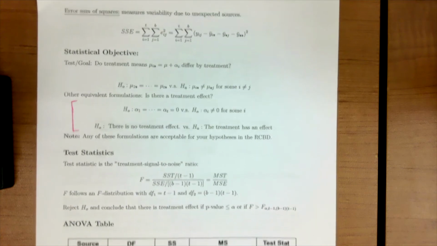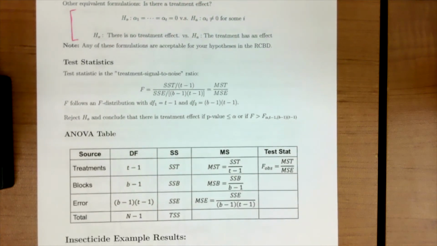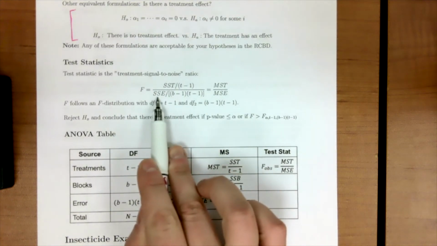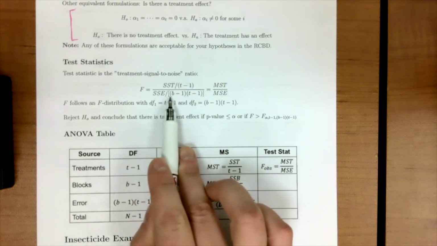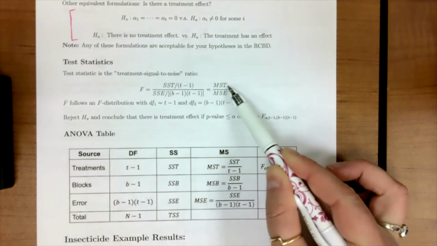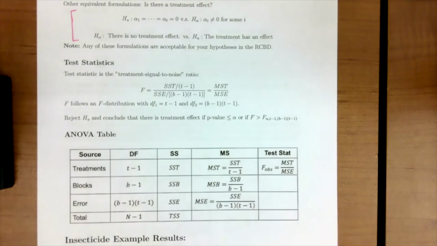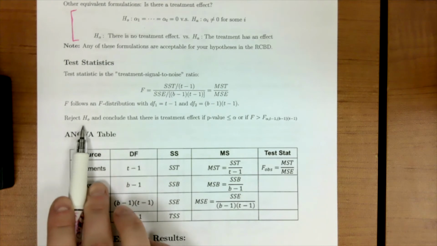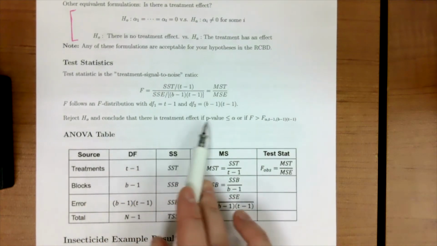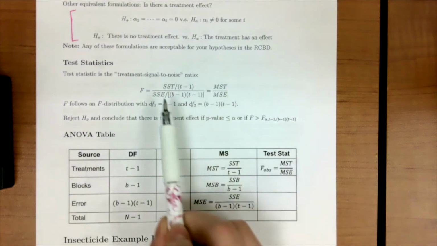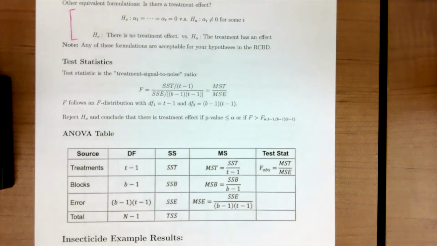So our test statistic is still the treatment signal to the noise. So it's still our SST divided by our degrees of freedom over our sums of squared error divided by the error degrees of freedom. You can also look at it as SST over SSE. This is going to follow an F distribution with these degrees of freedom. Again, we'll reject our H naught, our null hypothesis, and conclude that there's an effect if our p-value is less than alpha, or if we use an F table and our F observed is greater than this F from the table.